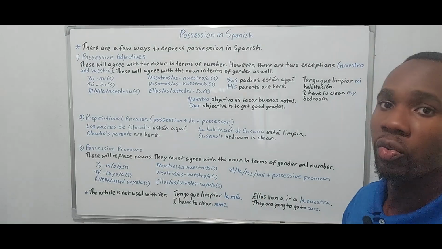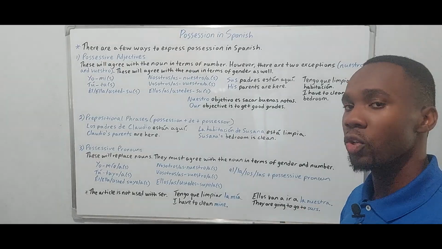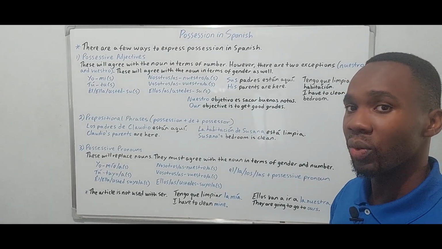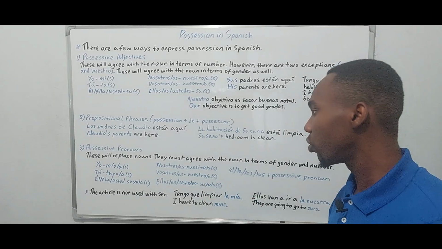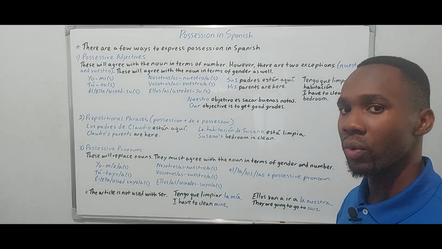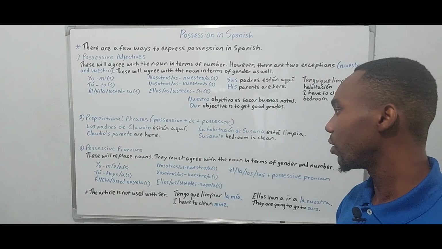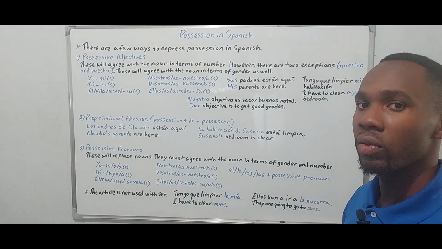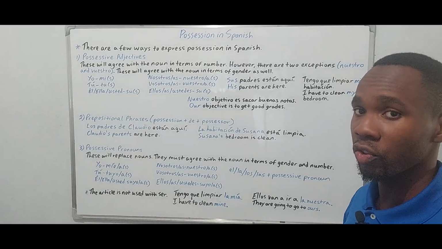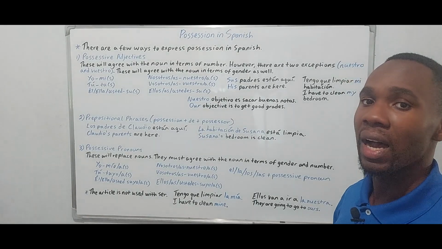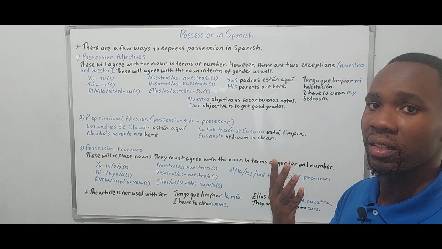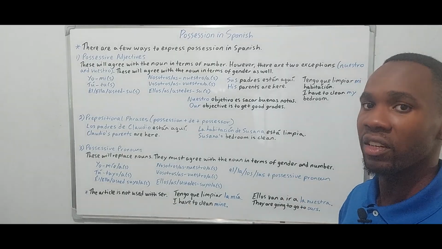Nuestro, nuestros, nuestra, nuestras. Vosotros, vuestro, vuestros, vuestra, vuestras. Ellos, ellas, ustedes, suyo, suyos, suya, suyas. So each form is going to have 4 derivatives. Yeah, 4 variants.